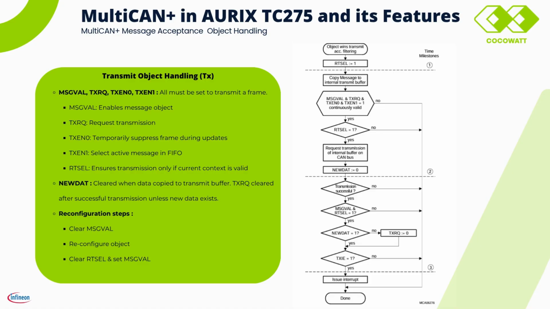In transmit object handling, the combination of message valid, TX request, TX enable 0, and TX enable 1 is essential for transmitting a frame. Each of these must be correctly set. Message valid enables the message object, while TXRQ triggers the transmission request.